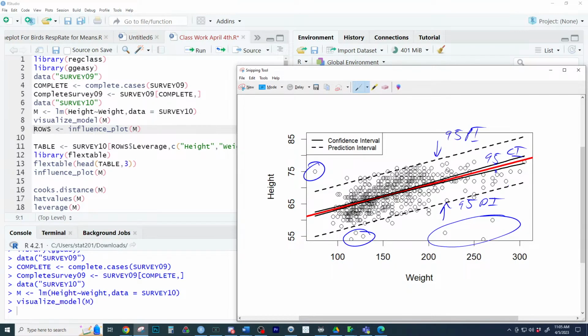Prediction intervals are what we use to predict an individual's height, where confidence intervals are for the middle line. So those are not going to be important in the additional analysis we're going to do. Just wanted to point out what those are. And you can see the outliers-ish, those are kind of extreme values, are far away from the line itself.